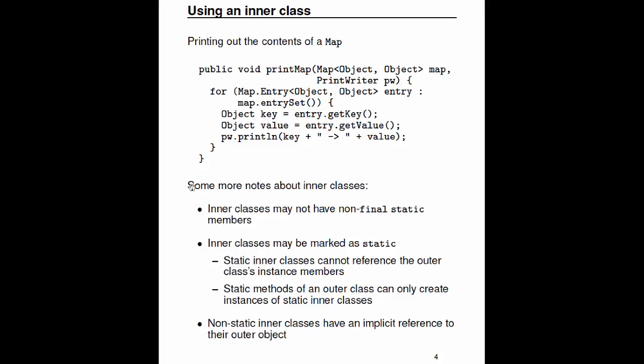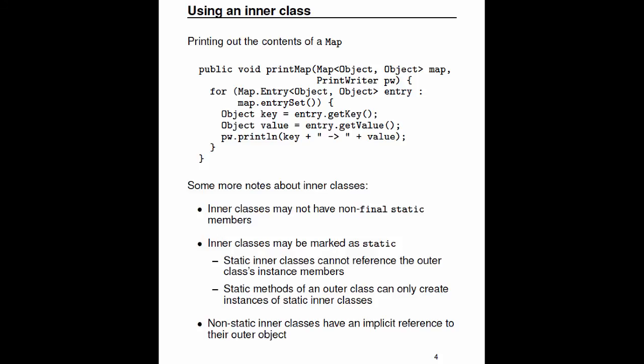Now there are some interesting properties of inner classes. Inner classes may not have static members unless they're final. So really it means static fields. This is just the way the language works. So basically if you're going to have a static field for an inner class, it's got to be a constant. Now, inner classes themselves may be marked as static.